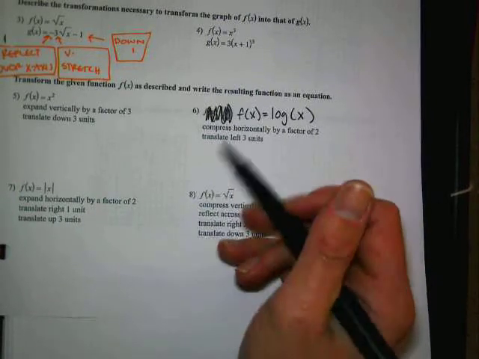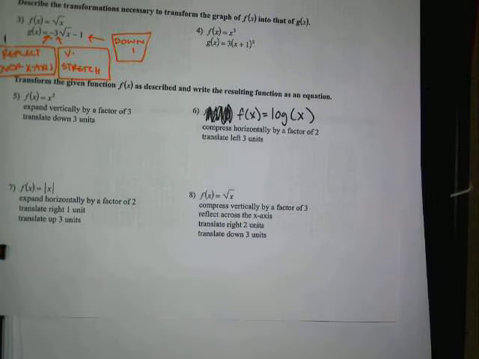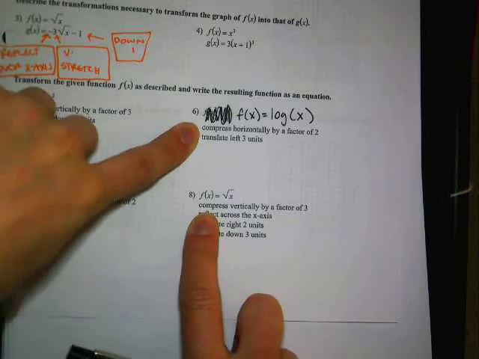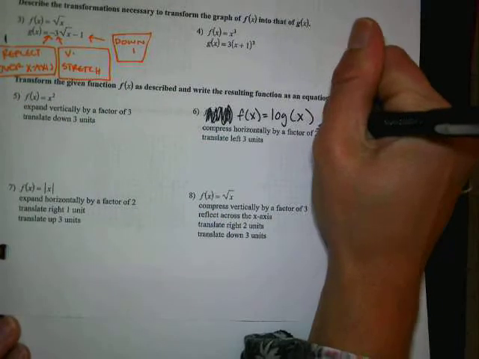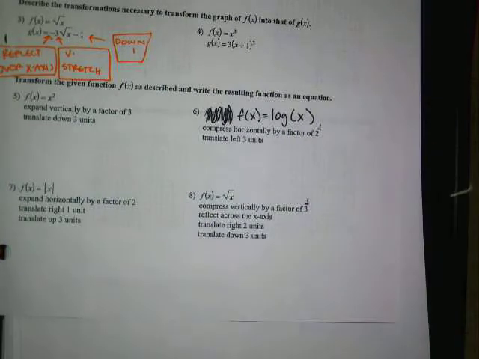For these 2 guys, 6 and 8, I don't know what happened. Maybe when I downloaded it, it lost my fraction. But do you see how both of these are compressions? All right, compressions are fractions, right? So these should both be fractions. And that was just a mistake on the paper.